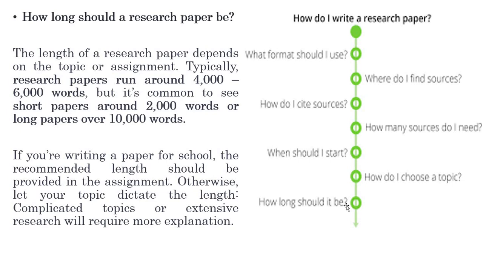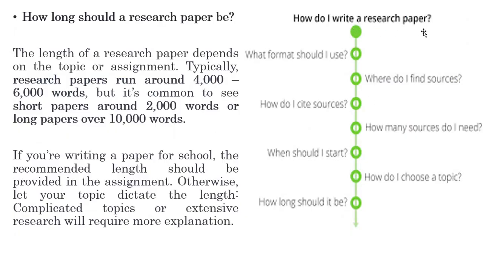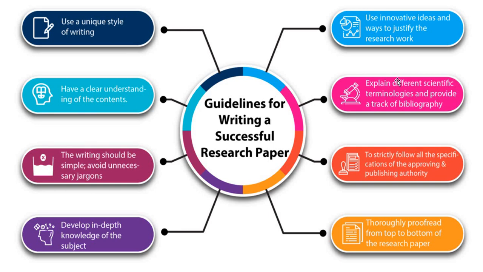Before review, after acceptance, everything will be shown. Some journals, like Elsevier journals, Springer journals, and IEEE journals, show the dates of received papers, published date, received date, acceptance date, review date. Everything will be transparent. Next, how do I write a research paper? This diagram will help you with guidelines for writing a successful research paper.